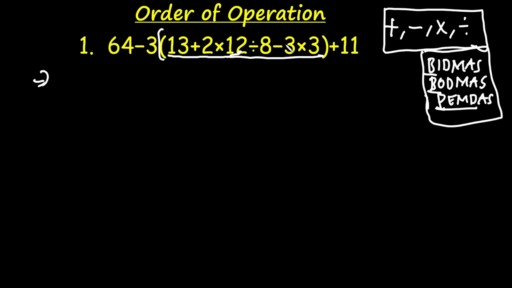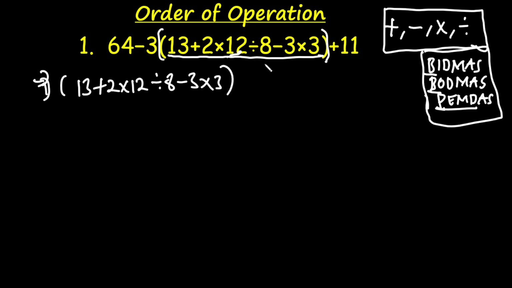So let's consider this place. Step 1: we have 13 plus 2 times 12 divided by 8 minus 3 times 3. Now using BODMAS, the order, which is the indices or the power, we don't have power, so we move on to the next one. As I said, multiplication and division come before addition and subtraction. So you ask yourself here, do you see multiplication and division signs inside here? I can see multiplication here and also a division sign here.